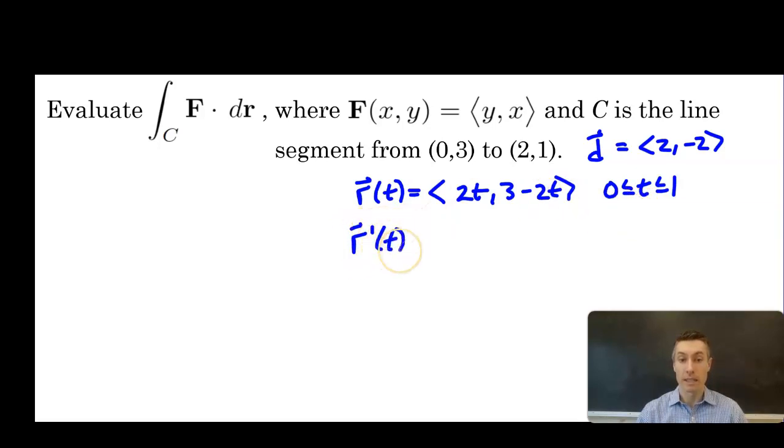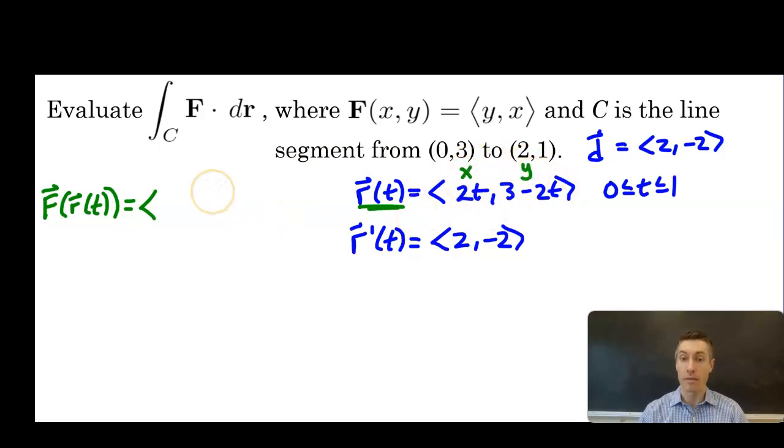Then r prime of t is going to be 2, -2. So we have our tangent vector. We need to redefine our vector field. So we need our vector field in terms of t. And we're going to use the parameterization to do that. So remember, this is x and this is y. So we have 3 minus 2t, 2t. Now we have all of the components.